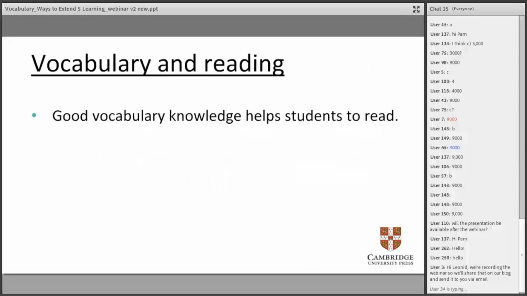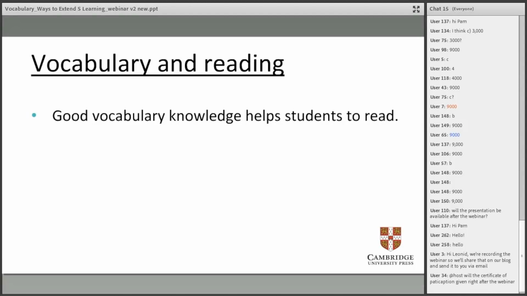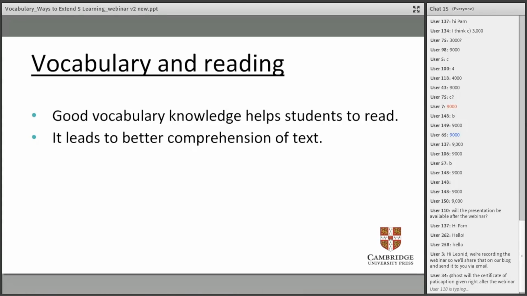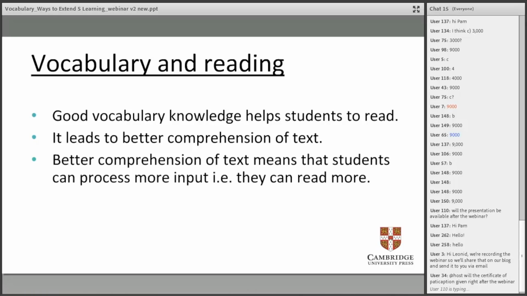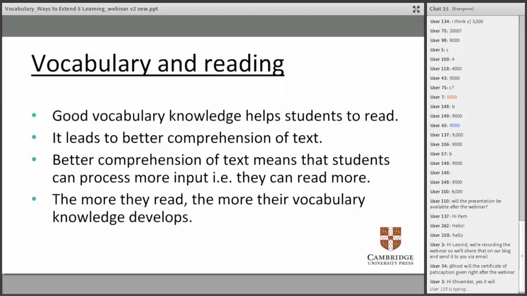So we have a situation where good vocabulary knowledge helps students to read. That means they can understand texts well if they've got good vocabulary knowledge. So if they understand text well, that means that they can read more. And of course, the more they read, the more they can develop their vocabulary knowledge.